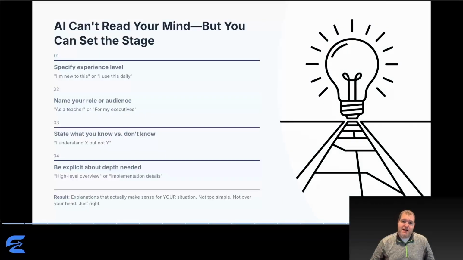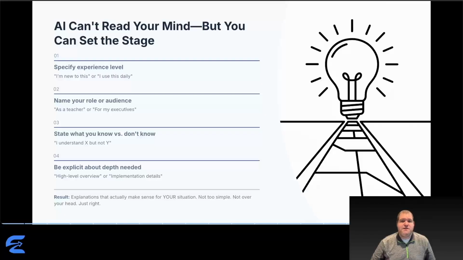So here's the bottom line: AI can't read your mind. It doesn't know who you are, what you know, or what level you need. But you can set the stage. Specify your experience level: "I'm new to this," or "I use this daily." Name your role or audience: "as a teacher" or "for my executives."